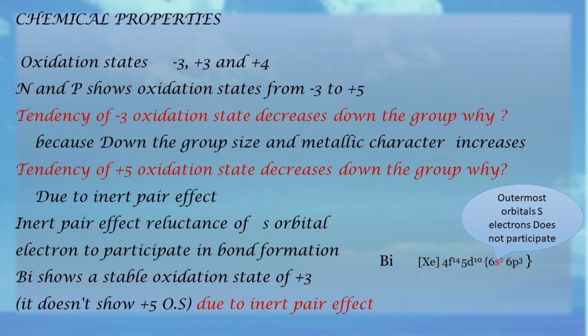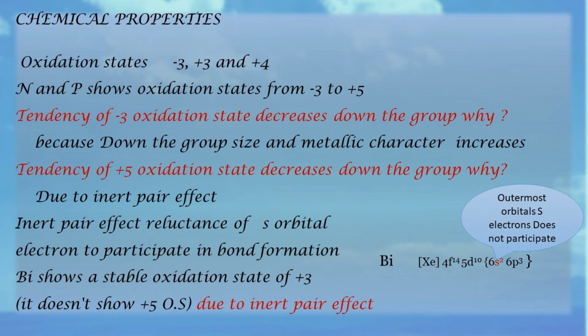Well, now if you look into the reason for the decrease in the tendency for +5 oxidation state when you come down the group, then we can say it is due to a phenomenon which is known as inert pair effect. Now, what is inert pair effect? We can simply say that it is the reluctance of s orbital electrons to participate in bond formation.